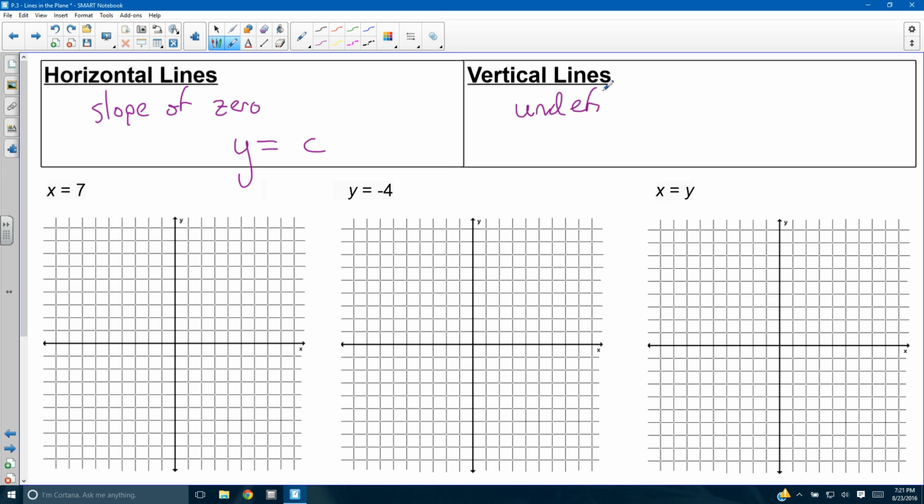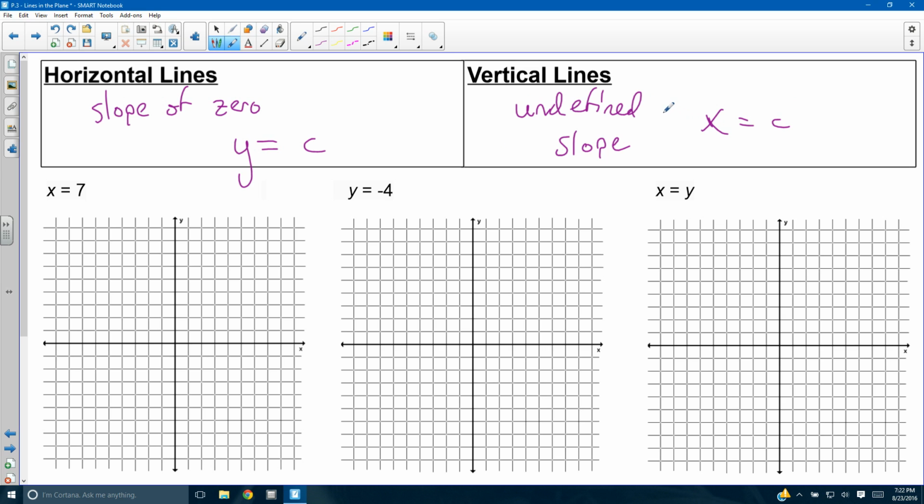I mentioned that. And those are x equals equations. I'll just call it x equals c, another constant. So there is no way you can do a y equals equation and get a vertical line. That would require an undefined slope. Even a slope of 1 billion is still not vertical. The only undefined slopes here are x equations.